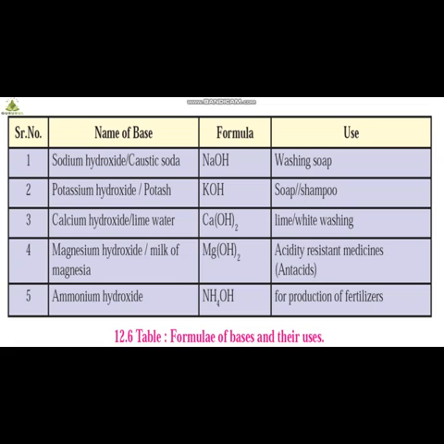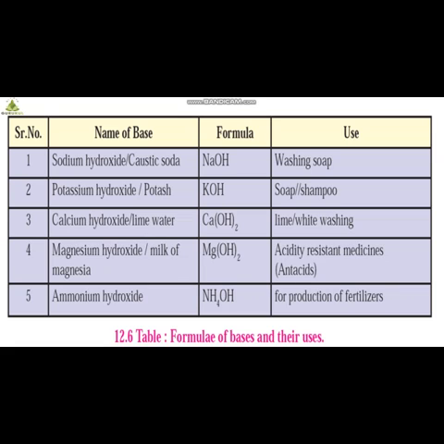Okay, next let us see, name of the base is potassium hydroxide. Common name is potash. Formula we have potassium hydroxide as KOH and it is used as a soap or shampoo. Third we have calcium hydroxide. Common name is lime water. Okay, formula for calcium hydroxide is Ca(OH)2. How to read it, students? Ca(OH) the whole twice. Okay, the bracket means the whole twice.